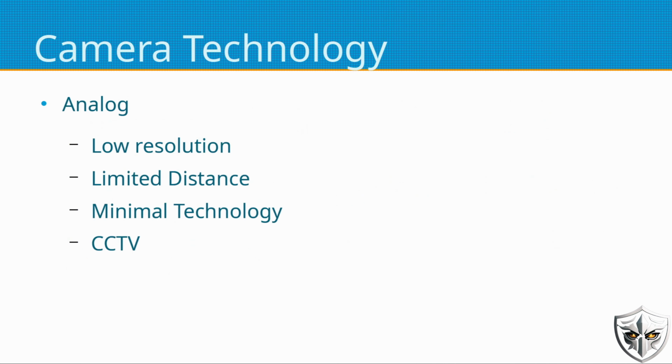There's a few types of camera technology. The original camera technology was analog. It's a very low resolution, limited distance, very minimal technology regarding intelligence. Often it was called CCTV for closed circuit television. These systems are still in place today. You can actually still buy recorders and cameras that are just old analog cameras and recorders. I'm not sure why, because it's cheaper to buy better systems now, but they are still out there.